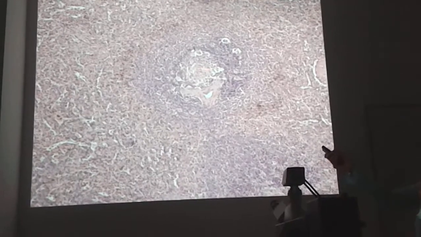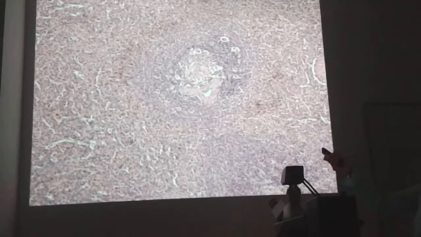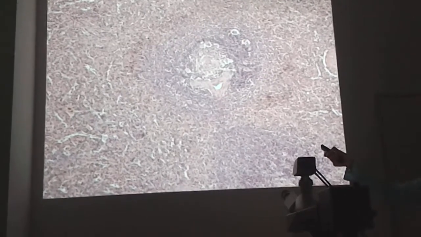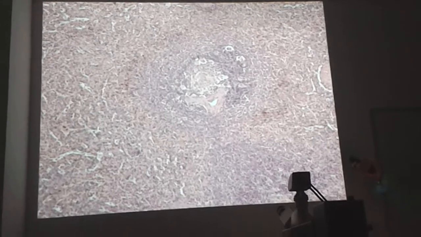So this is my white pulp. This is one white pulp, and all the other areas in between white pulps are red pulps. And this white pulp has a germinal center inside, which consists mainly of B cells. And then this germinal center is surrounded by the cortex or the T cell area. And in this white pulp, we have an arteriole, and the cells surrounding this arteriole are called PALS, periarterial lymphatic sheath, which are mainly T lymphocytes.